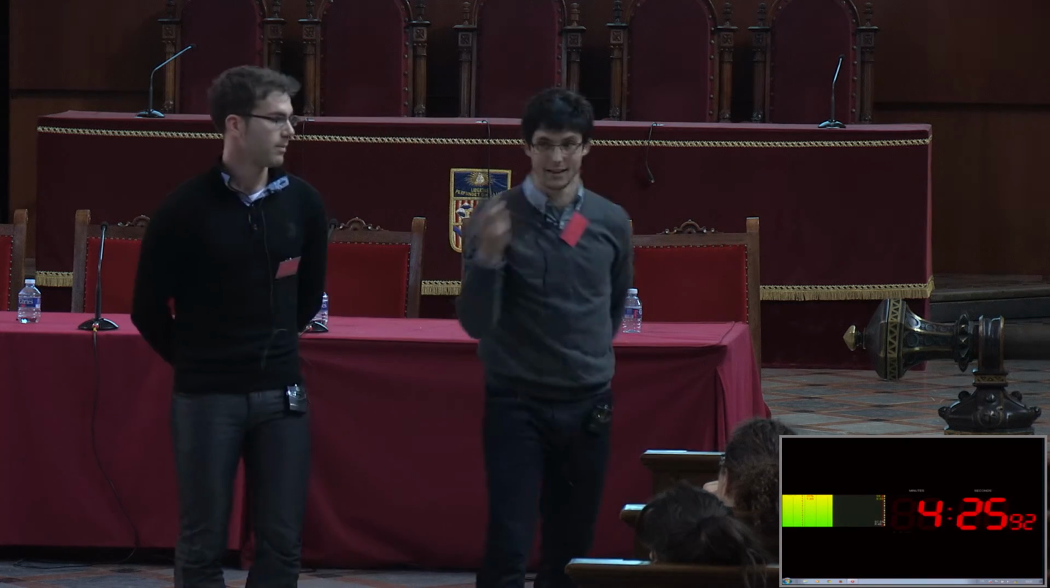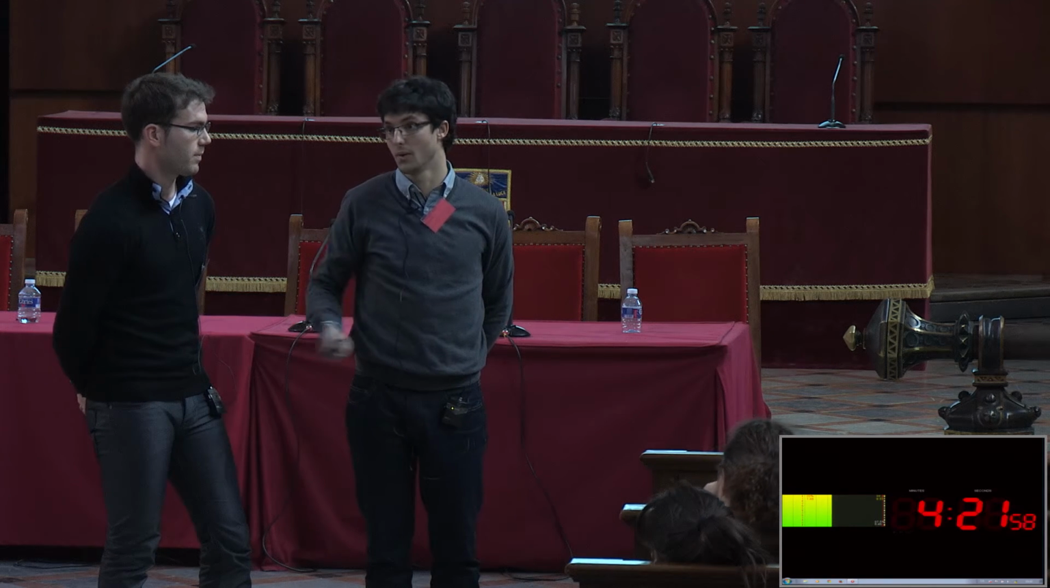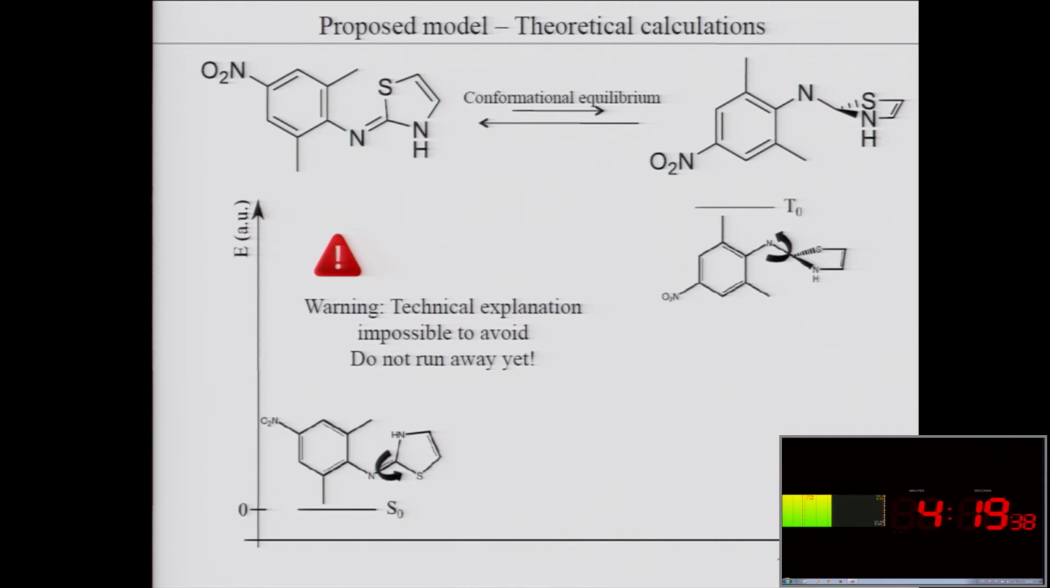So basically, as Carlos just said, we got a signal that is not supposed to be there, so we needed a model to rationalize the experimental evidence. I'm going to be brief in this technical information, but I have to say it, to explain the model. The model that we propose is based on a conformational equilibrium between two species that have different multiplicity in their ground state. The barrier for this process can be overcome by thermal energy, and it involves basically a torsion of an angle.